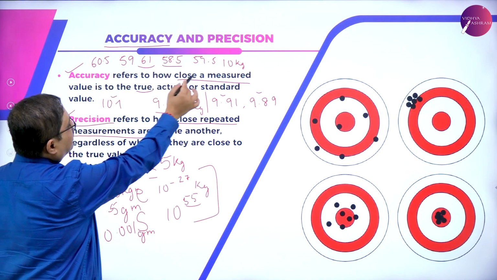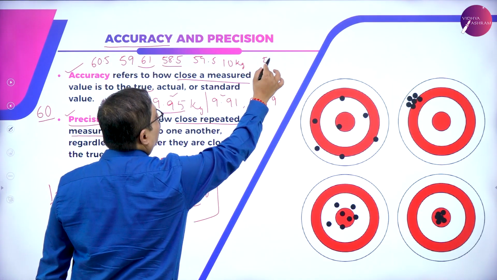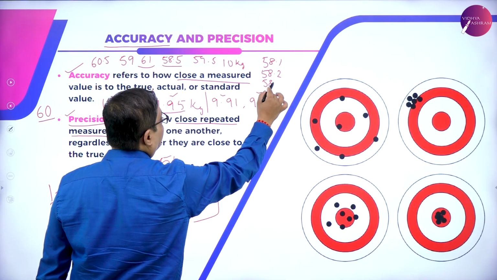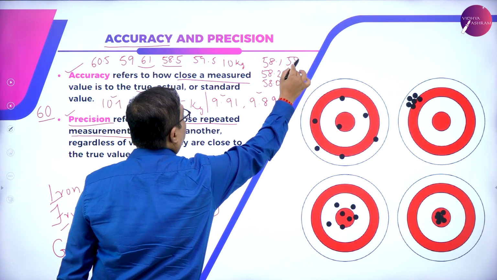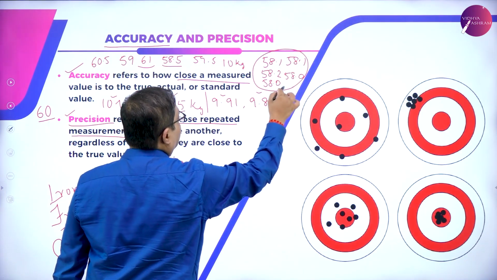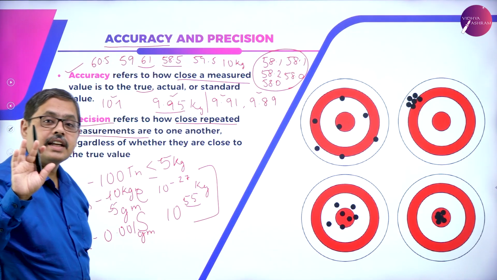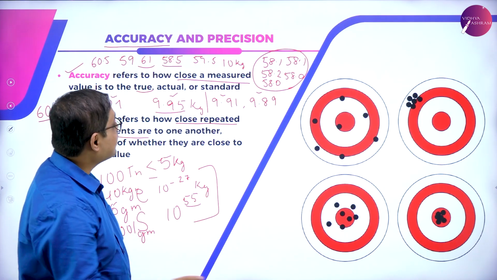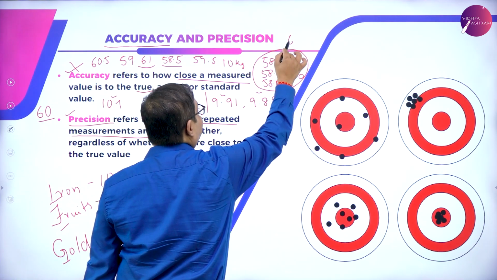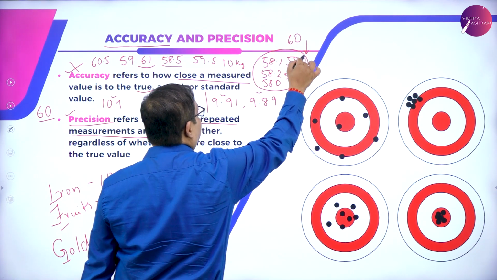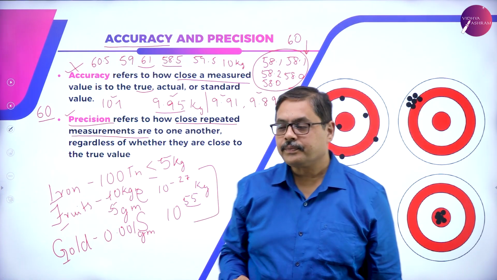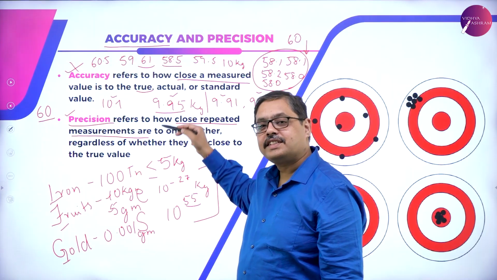Suppose while taking these 5 values, all the time I had got 58.1, 58.2, 58.0, 58.1, 58.0. So this is a very close range. I can say that the measuring instrument, the speedometer, is precise, but it is not accurate, because the actual speed was 60. The repeated readings are giving me a value of around 58 km per hour. Okay, so that is the concept of accuracy and precision.